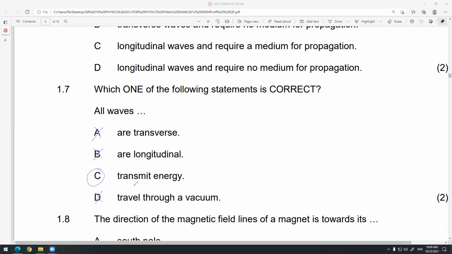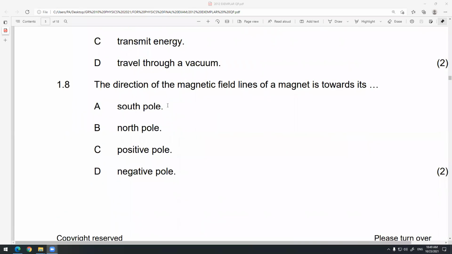All of them transmit energy, all of them carry energy, but not all are transverse, not all are longitudinal, not all of them move without particles. Our answer is C. Let's go to the next question, question 1.8 now. Let's see what they ask. Direction of the magnetic field. Okay, towards what? South, north, positive pole, negative pole. Direction of the magnetic field. Please try.